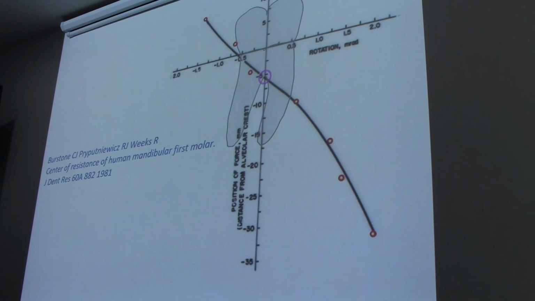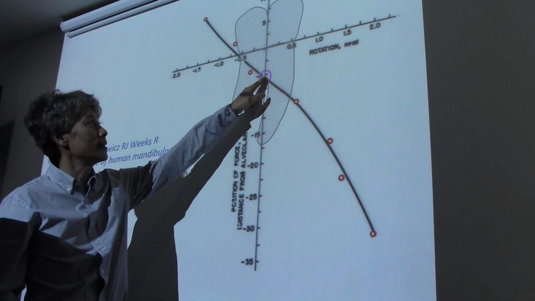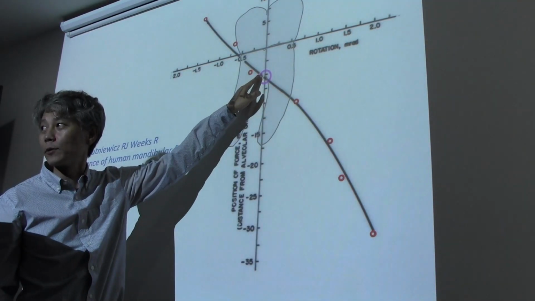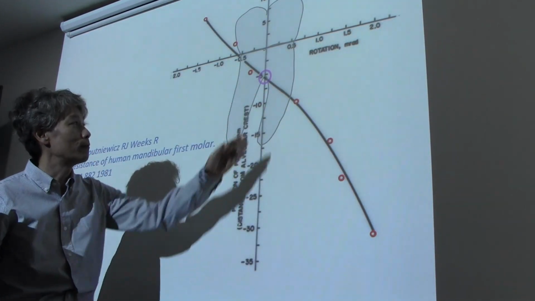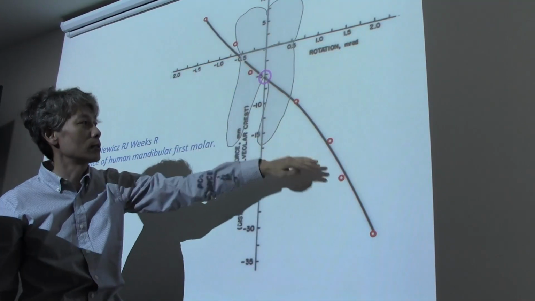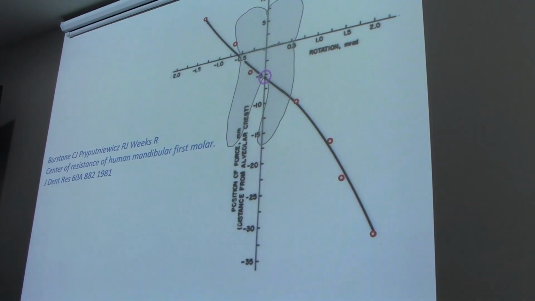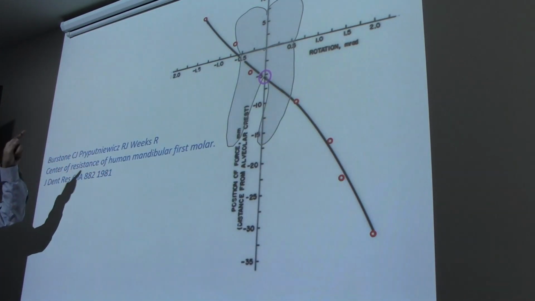Now, in the lower human mandibular molar, the center of resistance lies in the furcation area, somewhere like this. So if force is acting downwards or upwards, then the degree of rotation changes like that. So on the human mandibular first molar, the center of resistance is at the bifurcation.